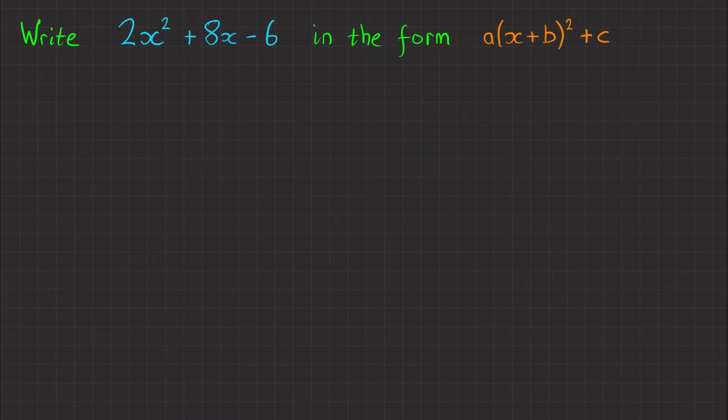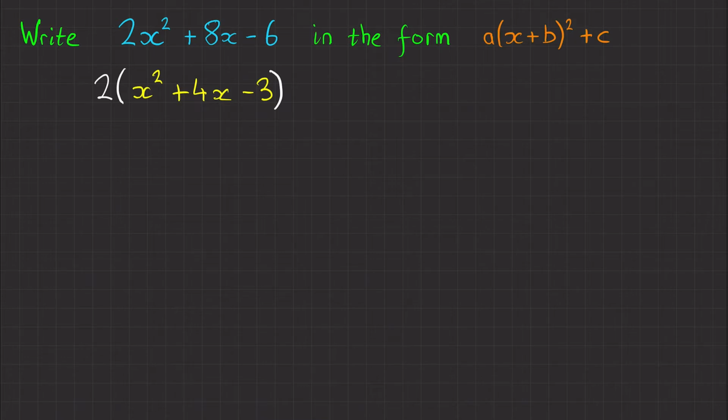Here's where it gets a bit trickier. We now have a coefficient of x squared. This is also asking us to write 2x squared plus 8x minus 6 in the form a lots of (x plus b) squared plus c. Our first step is taking out a factor, but how do you know which factor to take out? The factor you take out is actually the coefficient of x squared. So the factor in this question we're taking out is 2. So taking out a factor of 2, we'll have 2 lots of (x squared plus 4x minus 3).